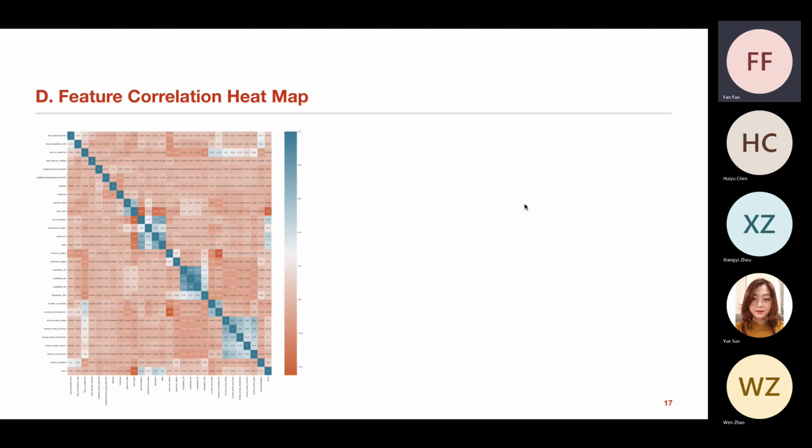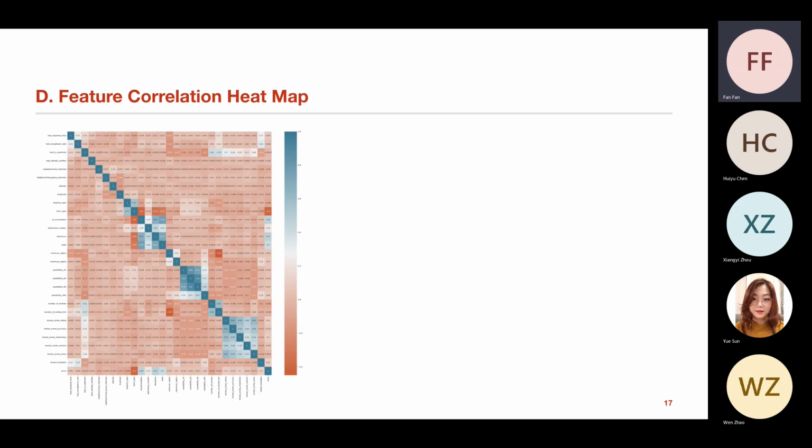Some fun observations. First one, we see that the room type, accommodates, bathrooms, bedrooms, and beds are highly relevant, which is true in real life because normally for an entire home, the larger the house is, the more beds, bedrooms, and bathrooms there are.